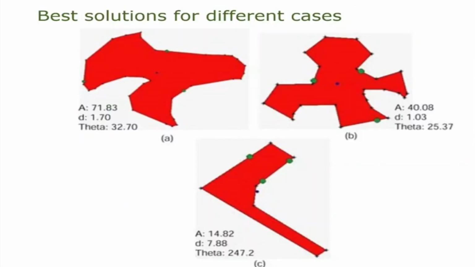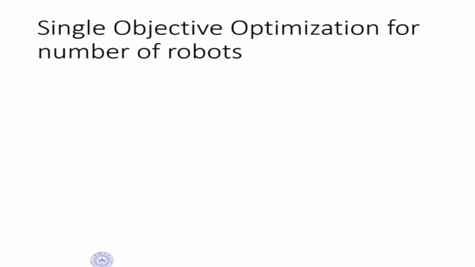Now, best solutions for different cases. These are some examples where we have looked at different shapes and we have found the different solutions. Okay. Now we can talk in terms of single objective. We talked of multi-objectives where you have multiple solutions.